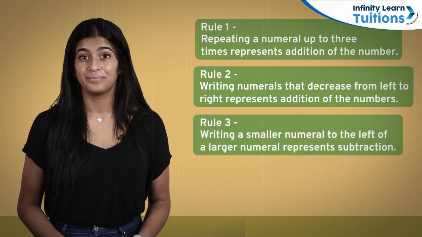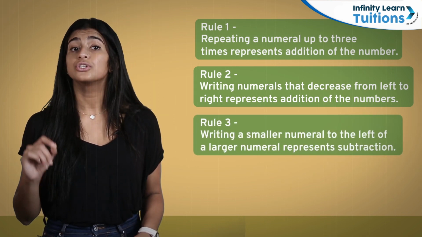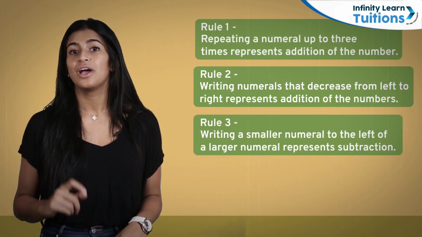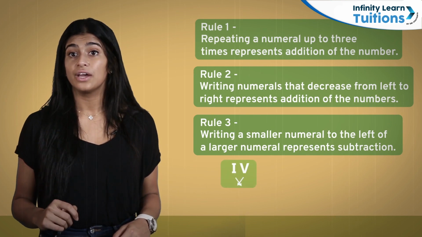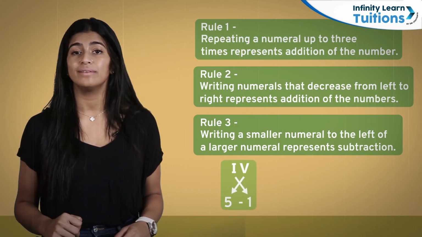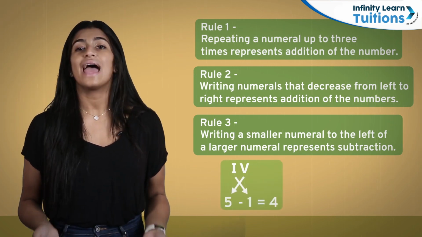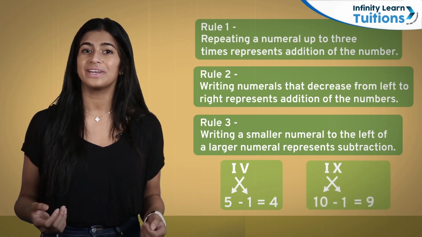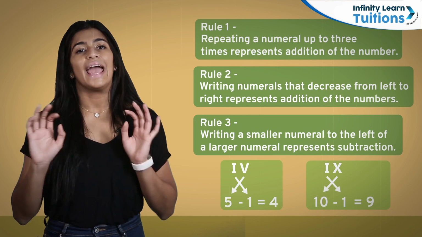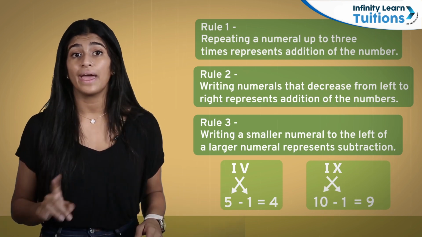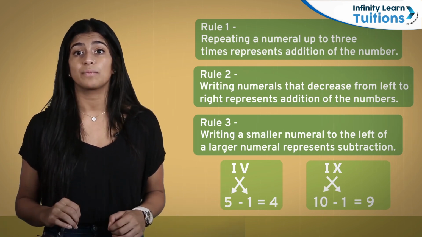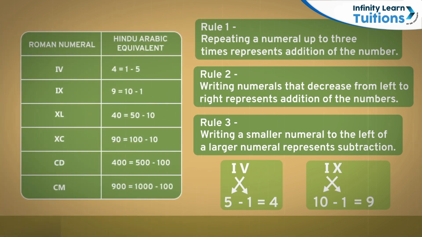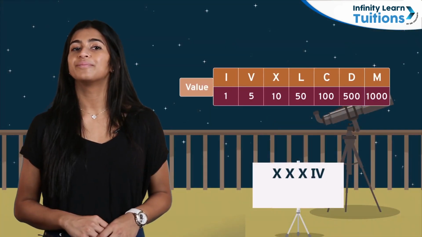Rule number 3. Writing a smaller numeral to the left of a larger numeral represents subtraction. For example, IV represents 5 minus 1, that is equal to 4, and IX represents 10 minus 1, which is equal to 9. To avoid any ambiguity, the only pairs of numerals that use the subtraction rule are the ones shown above. Let's read the number Uncle Leo had written.